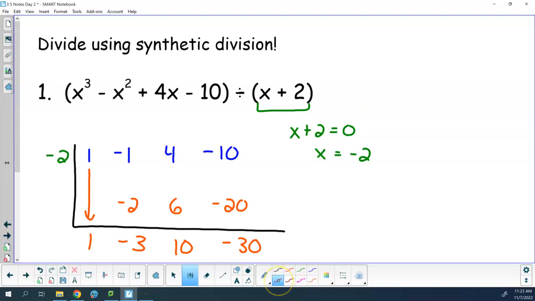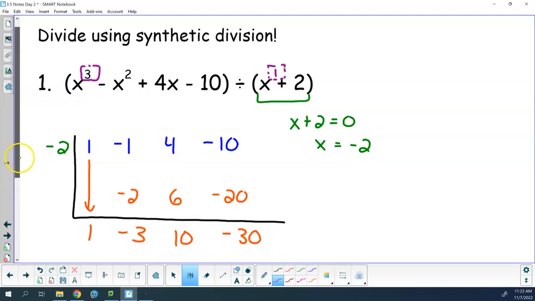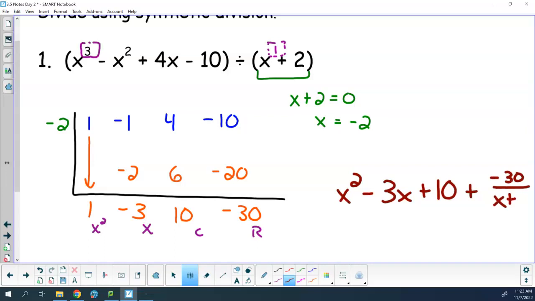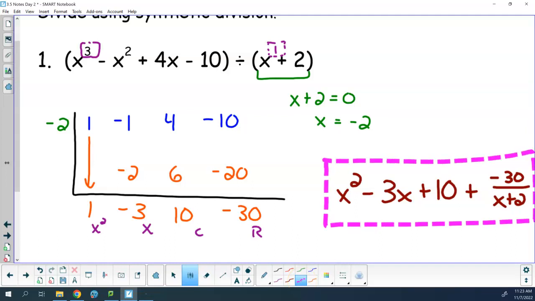Then, because this was degree 3, and I was dividing it by a degree of 1, that means that the 3 drops down to a 2. So this is going to be my x squared term. This is going to be my x term. This is going to be my constant term, and then this is going to be my remainder term. So now that's how we get x squared minus 3x plus 10 plus negative 30 over x plus 2, which is what we had in the warm-up long division.